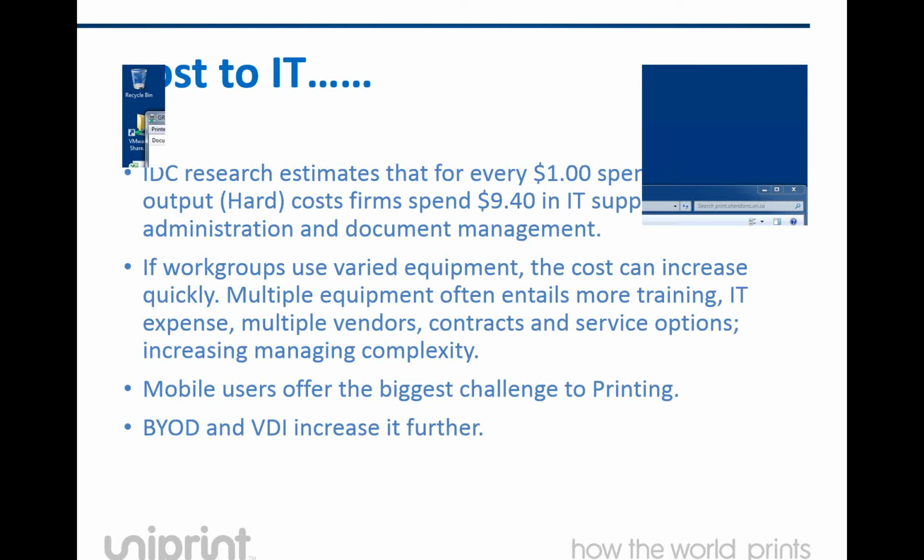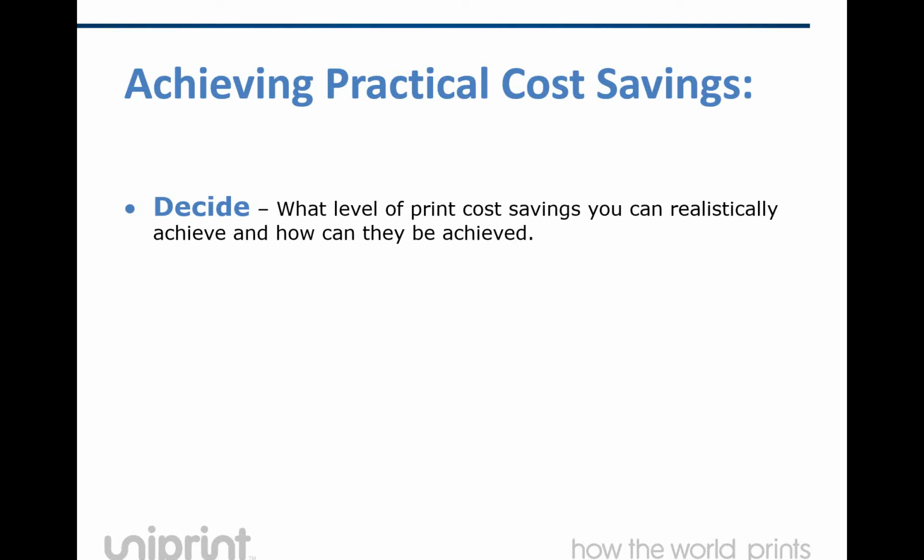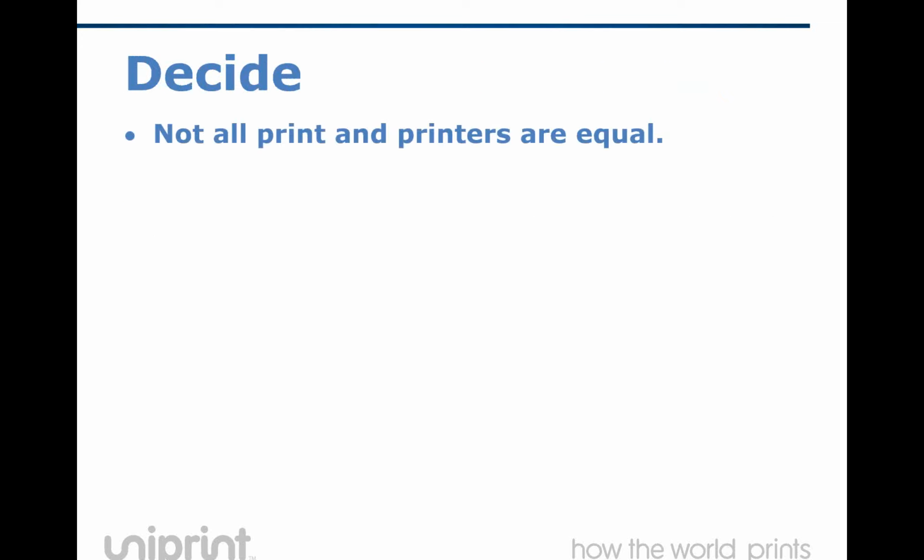So if you're looking to achieve practical cost savings, the first thing is that you've got to understand where you can make savings and how you're going to make those savings. You can't just stop print, so you've got to actually decide where you're going to look to do that. When you're looking at printing, not all printers are equal. That's just a given: if you treat the whole estate as the same, you can end up having a lot more problems than you're actually solving. So that's the first thing you need to decide and understand.